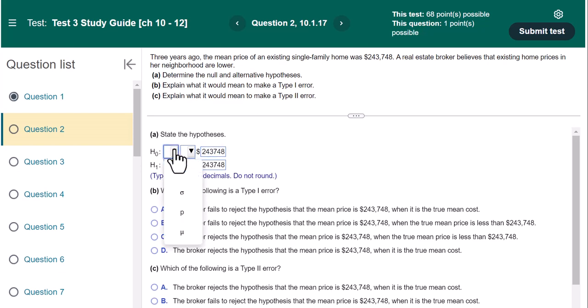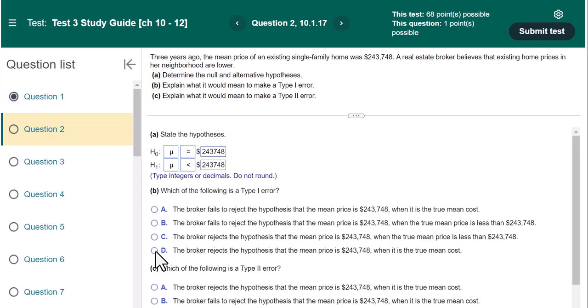And definitely we're testing the mean here because it's an amount, and in the null, as you know, it's always equal, so you put equal there. Now he's asking you what would define a type 1 error. Type 1 error by definition is the probability of rejecting the null hypothesis when it is true. So you're rejecting something that is correct. So you can see D is going to be the correct answer.